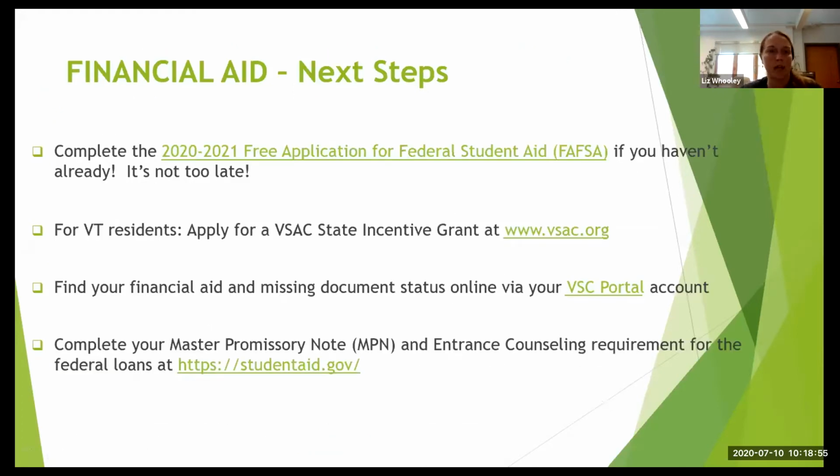So just a quick next steps, just to recap. I'm checking my time and we're doing pretty good on time. Completing the FAFSA, if you haven't done so already, it's not too late. That's the 2021 Free Application for Federal Student Aid. And if you're a Vermont resident, apply for a VSAC state incentive grant at vsac.org. And if you don't have a financial aid package yet, it may be that you're missing documents with our office. If that's not the case, certainly just contact us directly. We can look at your accounts individually.